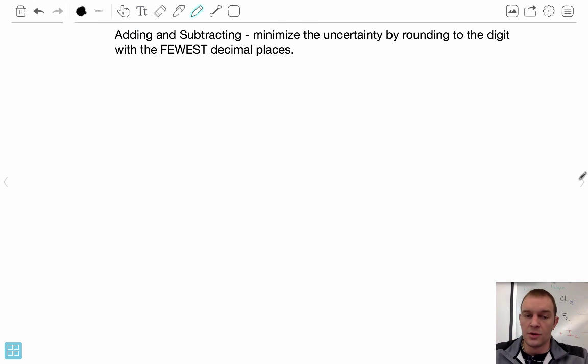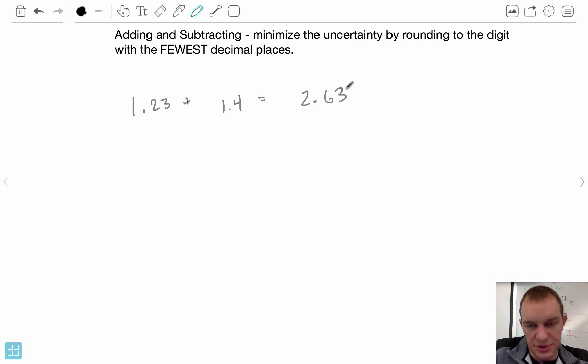Now, when we're working on this, we also want to consider what we do with significant figures. When we're adding and subtracting numbers, we need to minimize the uncertainty by rounding to the digit with the fewest decimal places. The first thing you need to do is your typical operational math. So you have 1.23 plus 1.4, and when we add those two up, you end up with 2.63 as your raw value.